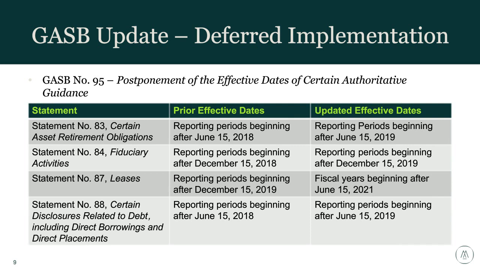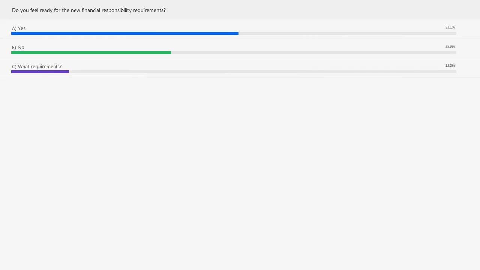Okay, we'll go ahead and close the poll here. So it looks like just about 50% of you are ready for the new financial responsibility requirements, about 36% are not, and some of you are asking, what requirements are you talking about? So with that, I will turn it over to Arthur, and he will go through those for you. Thank you, Tammy.